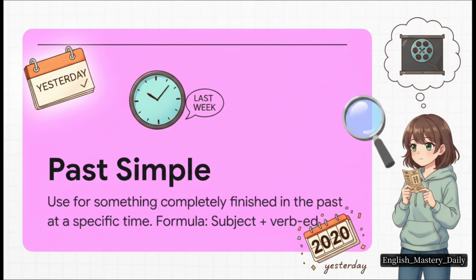Now, let's jump into the past. Past simple is for any action that is completely and totally finished. The key here is that it happened at a specific, finished time. So think yesterday, last week, or maybe in 2020. For example, I went to the movie yesterday. The action is over and done with.